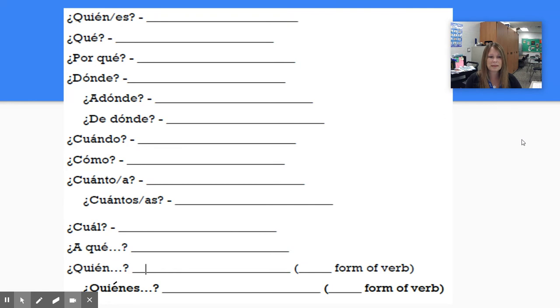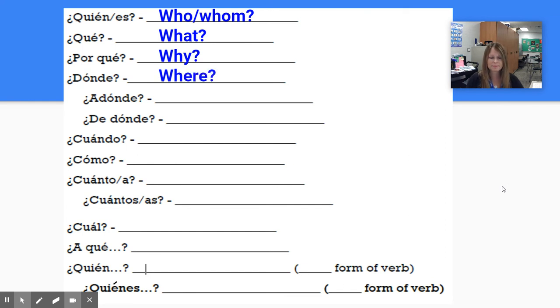So I want you to fill these in. This is on your sheet. You should have gotten it in your notes. So fill this in. This is along in your notes. And quiénes means who or whom. Qué means what. Por qué means why.